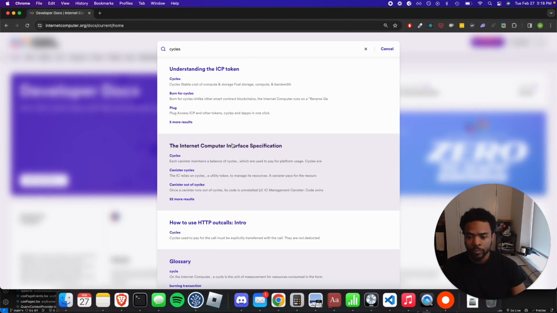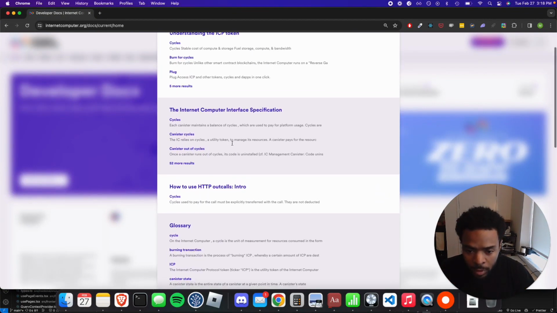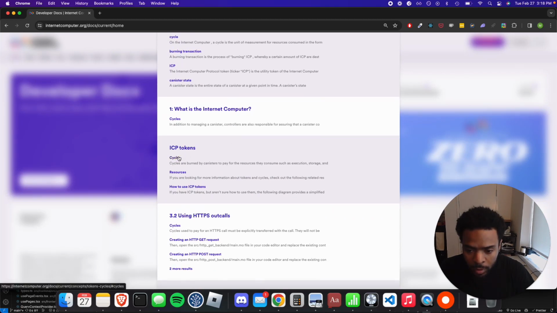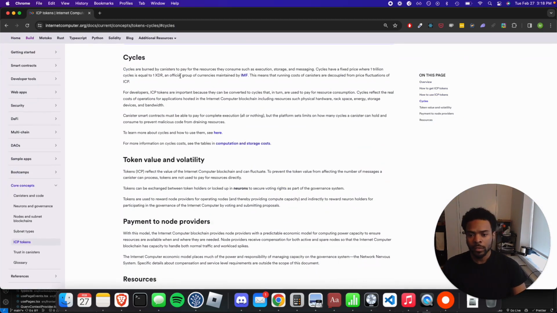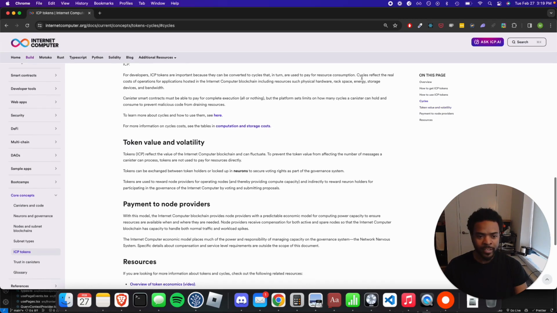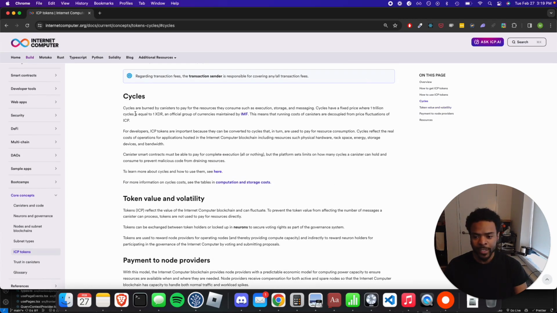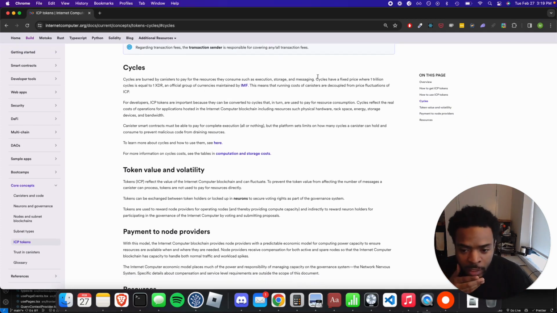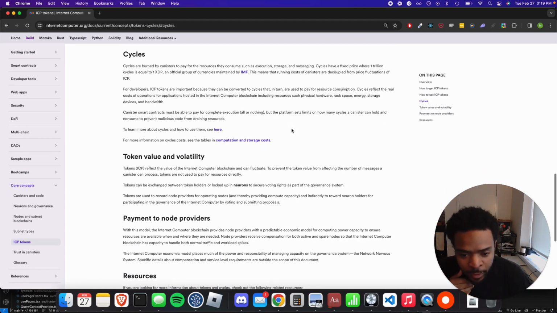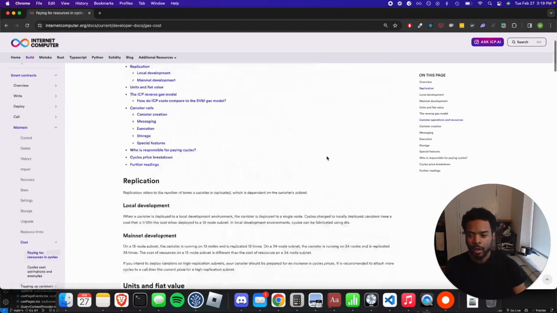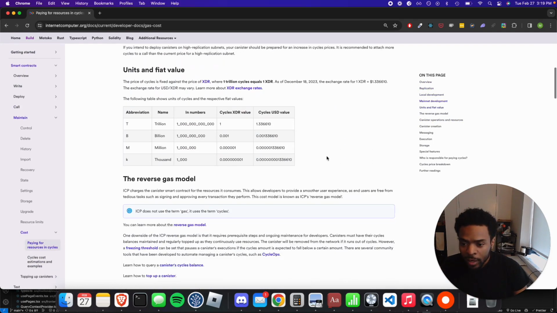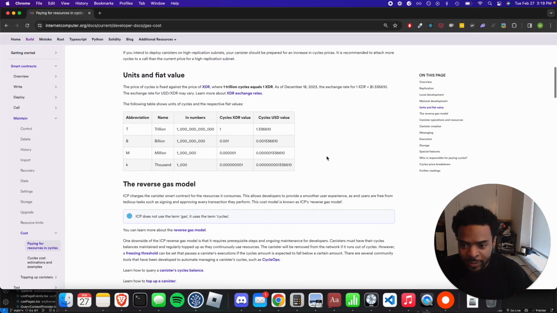Yes, okay. Let's search cycles. Okay, so as I mentioned, cycles are burned by canisters to pay for the resources they consume: execution, storage, and messaging. Fixed price, where 1 trillion cycles is equal to 1 XDR, a group of official currencies maintained by the IMF. Right, okay. So what are we actually looking for? We want to see cost, and what things are going to cost us if we're building on Internet Computer.